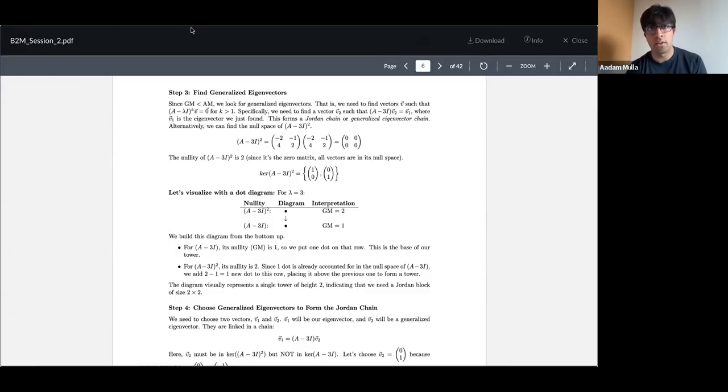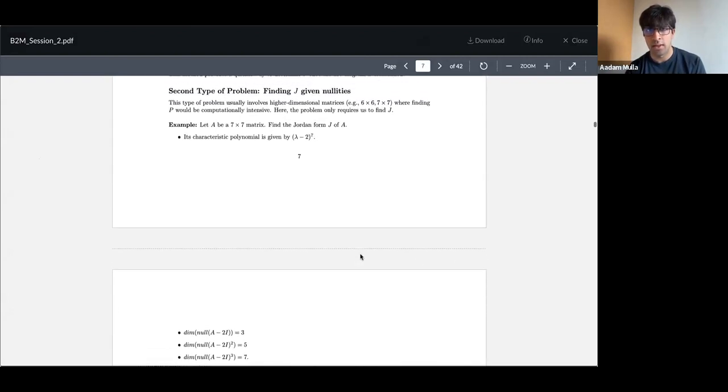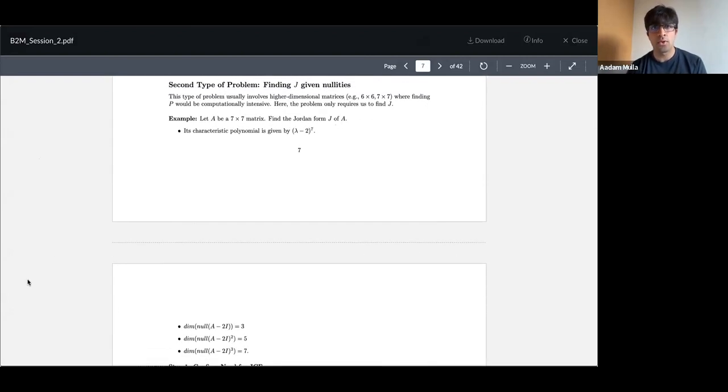Okay, let's look at the second example. Second type of problem, which is like this. Okay, let's read this problem. This is where you're usually going to see bigger matrices, 6 by 6s, 7 by 7s, and they're not going to ask you to find P. They're just going to ask you to find J. So this is where our dot diagram is going to be life-saving. I think this is pretty fun. It's like a very simple puzzle once you realize.